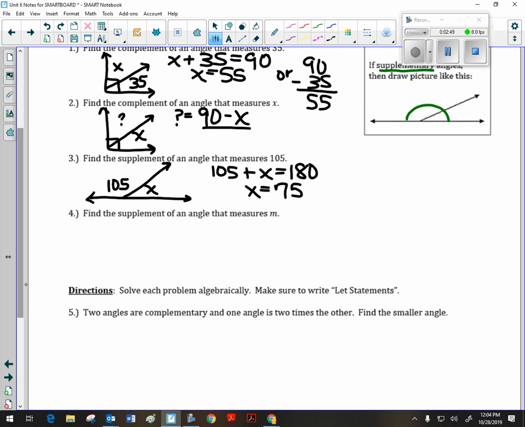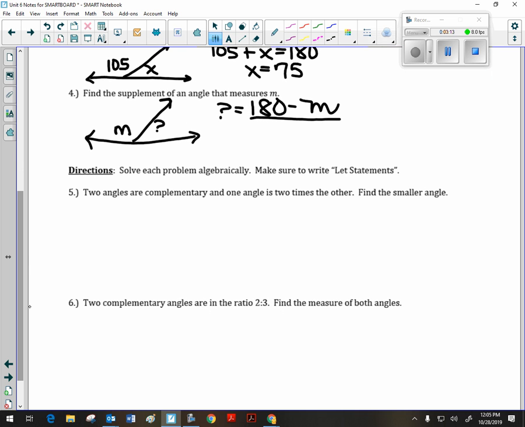Question 4, find the supplement of an angle that measures m. So in this case, my angle measures m. I'm looking for this one. Because they're supplements, they sit on a straight line. That means that the question mark will be equal to 180 minus whatever that m value is. We don't know m, so we can't do the subtraction. So we're going to leave our final answer just like that, 180 minus m.